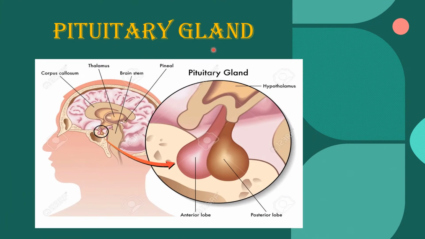Pituitary gland. The pituitary gland is a very important diagram for identification and diagram based questions. Where is the location of the pituitary gland? What are the different hormones produced from each lobe of the pituitary gland? Anterior lobe, posterior lobe. These we already discussed in the last videos. You can go through that.